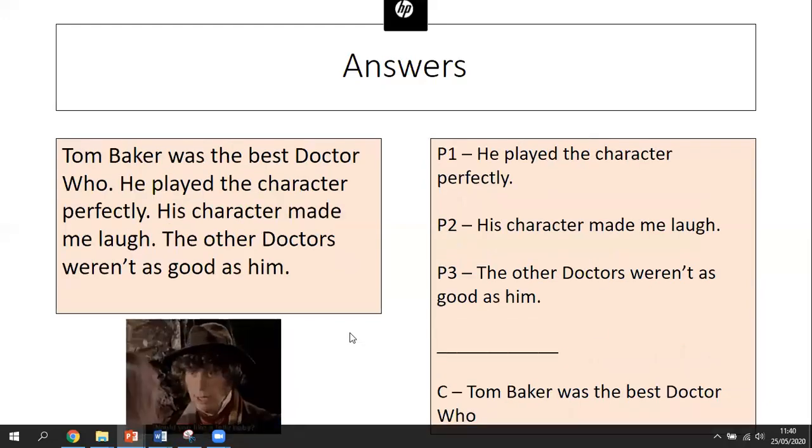And your answer to the next one, Tom Baker was the best Doctor Who. He played the character perfectly. His character made me laugh. The other doctors weren't as good as him. What you've got here is you've got premise 1, he played the character perfectly. Premise 2, his character made me laugh. Premise 3, the other doctors weren't as good as him. Conclusion, Tom Baker was the best Doctor Who. Again, remember your inference bar because that has to be there to symbolise that word, therefore, consequently, so, etc.